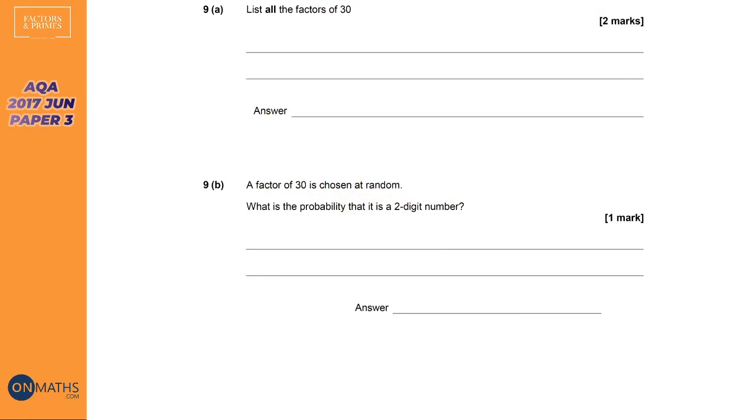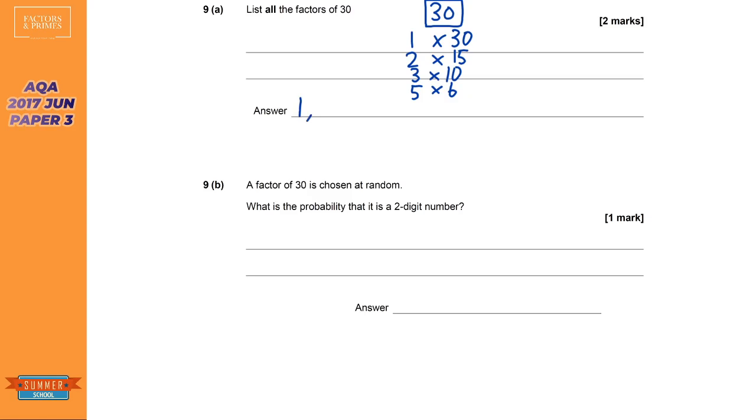So, first question asks us to list all the factors of 30. If you think about 30, factors are numbers that go into it. So, we know that 1 times 30 is 30, 2 times 15, 3 times 10. Now 4 doesn't go into 30, so we carry on. 5 times 6. Now the next one would be 6 times 5, which is just the same as 5 times 6, so we stop there.